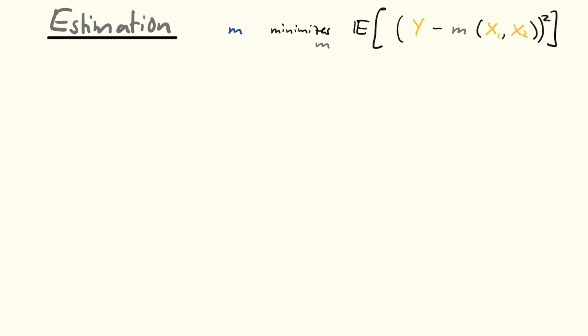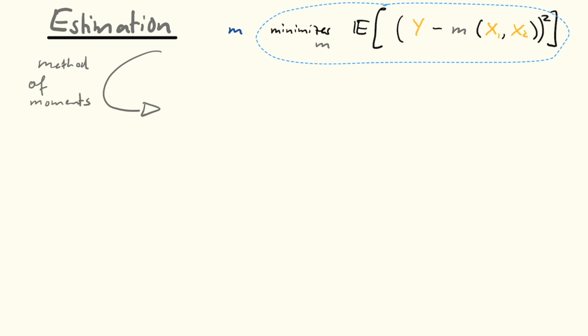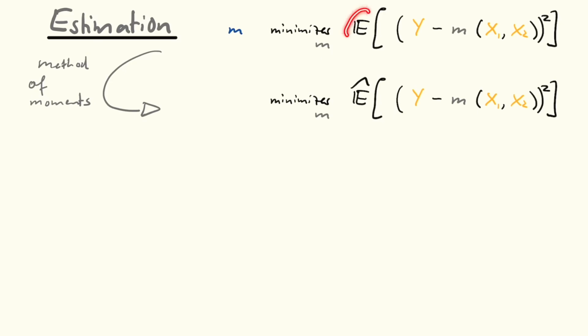But there's an even bigger problem. We cannot compute this expectation because we don't know what the population distribution of these variables is. But the method of moments comes to the rescue. We can estimate m by emulating this optimization problem in the sample. We just replace the population distribution by the sample distribution. Obviously, we may now not get m. We get something that's data dependent and that is an estimator of m. Let's indicate this by a hat. m hat defined in this way is called a least squares estimator.